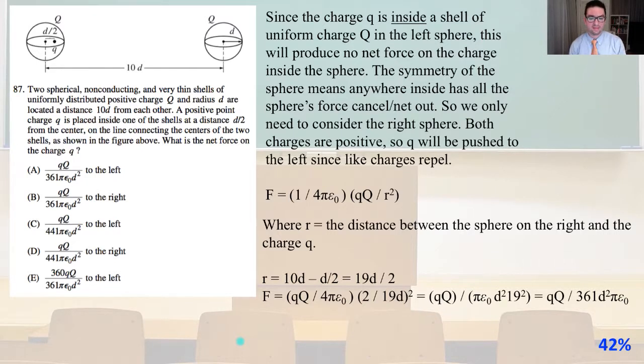So r is going to equal 10d minus d over 2 equals 19d over 2. And so our force is going to equal Qq over 4 pi epsilon-naught times the quantity 2 divided by 19d, that quantity squared. And so that's going to equal Qq over pi epsilon-naught d squared 19 squared. It's going to equal Qq over 361 d squared pi epsilon-naught. And it's going to be to the left, A.